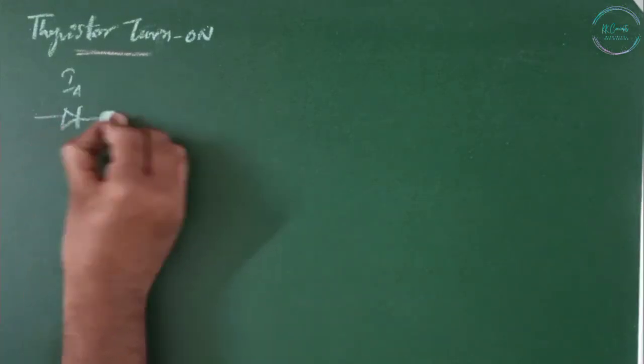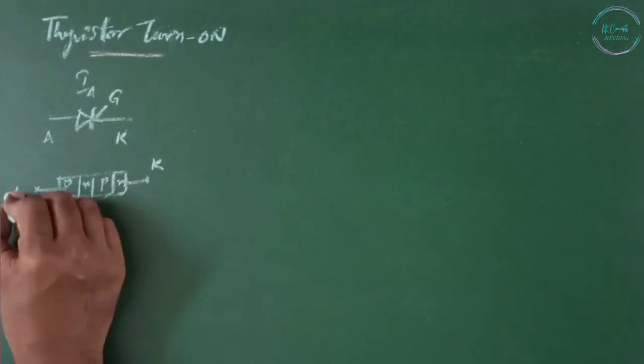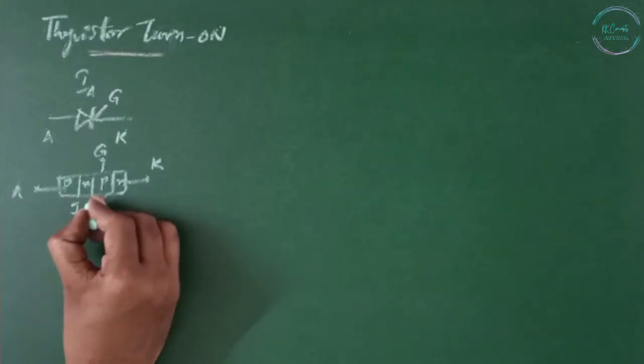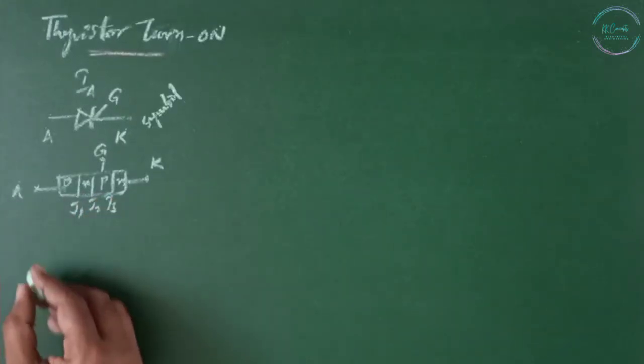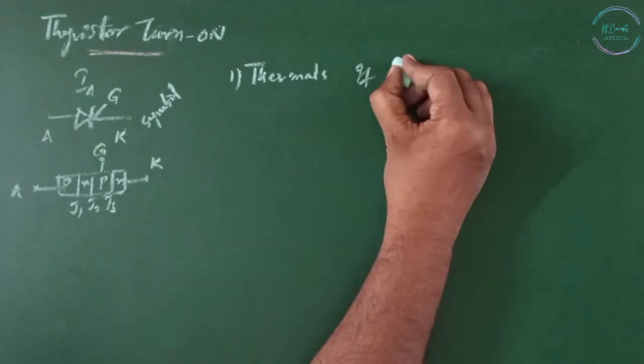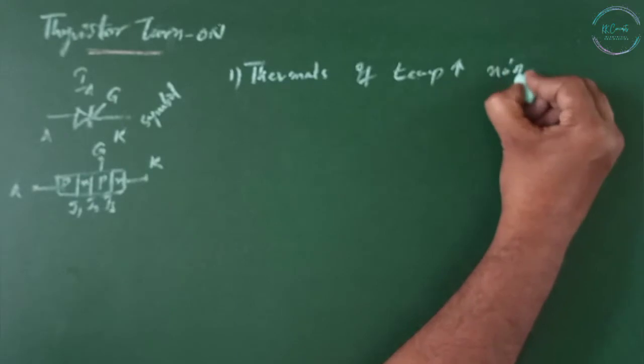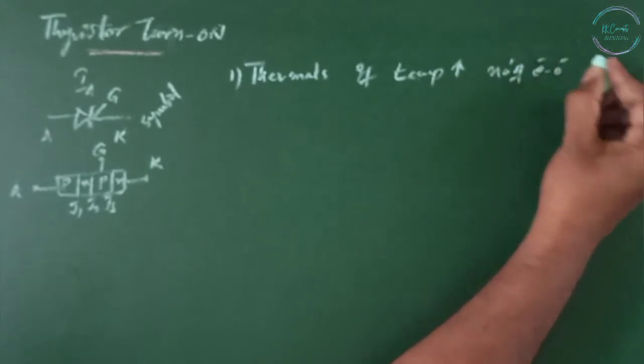Thyristor turn on. A thyristor is turned on by increasing the anode current. We have different types of turn on process. First, thermal. If temperature is high, there will be an increase in the number of electron-hole pairs.